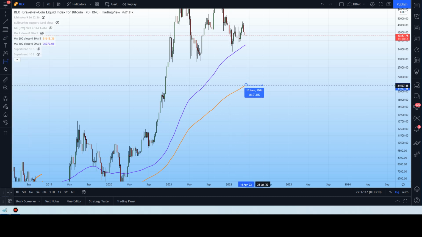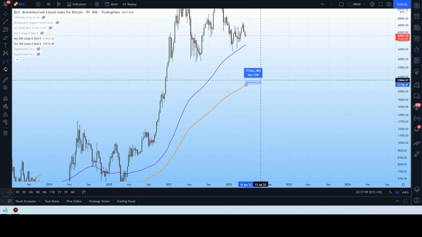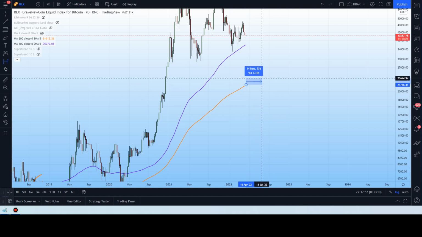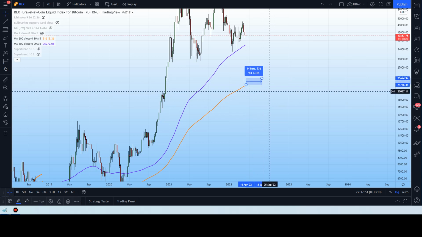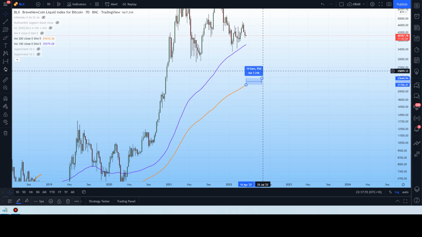Our target is the 14th of July. That was our initial target, and it may extend. It's going to be anytime after the 14th of July.